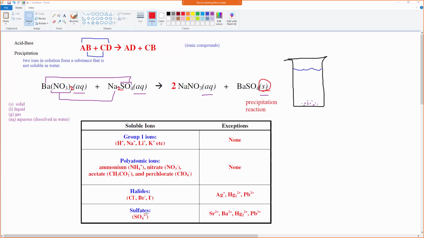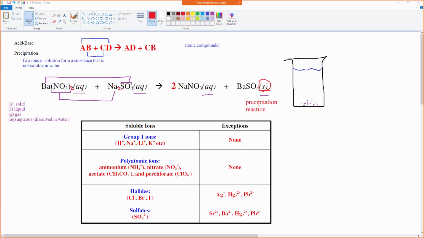Right? And finally here, sulfates. Sulfates also tend to be quite soluble with only these exceptions. Note that those last two are the same, but silver is kind of like a special weakness for the halides. Barium and strontium are special weakness for the sulfate here. If it's not on the list, then it's not soluble at all, we predict.